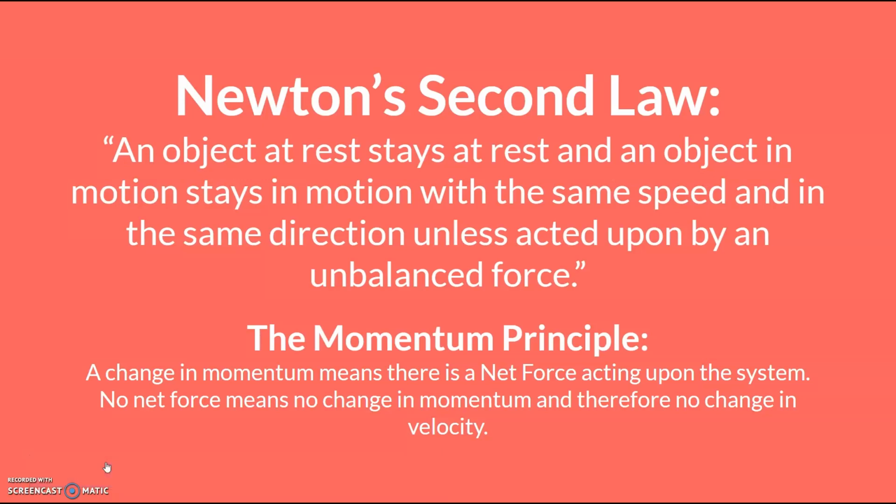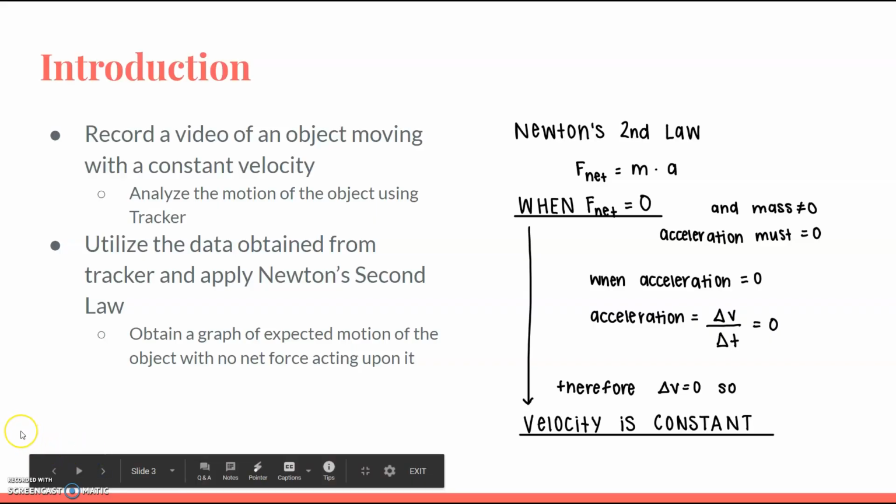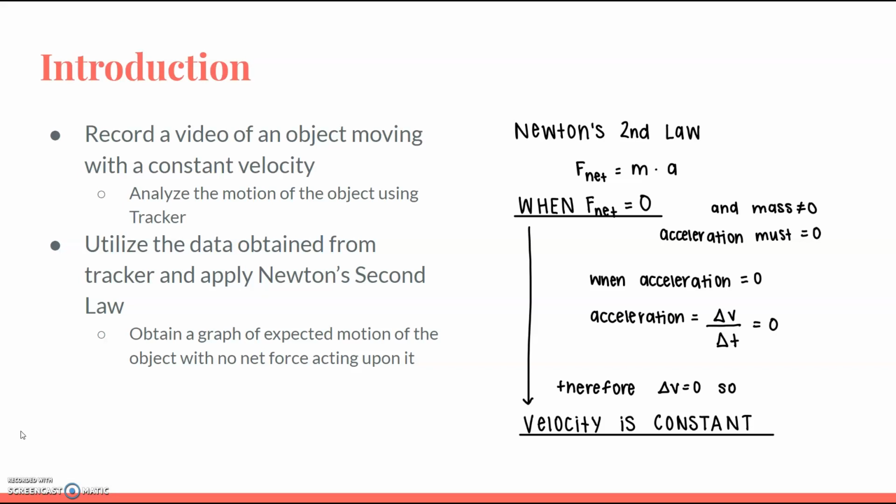Newton's second law states that an object at rest stays at rest, and an object in motion stays in motion with the same speed and in the same direction, unless acted upon by an unbalanced force. This is also known as the momentum principle, as a change in momentum indicates a net force acting upon the system, and therefore no net force acting upon a system indicates no change in momentum, and therefore no change or a constant velocity.